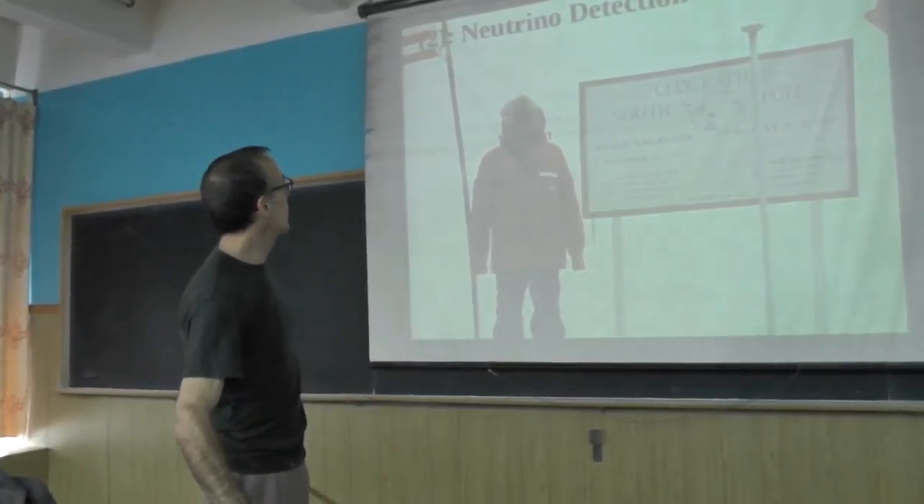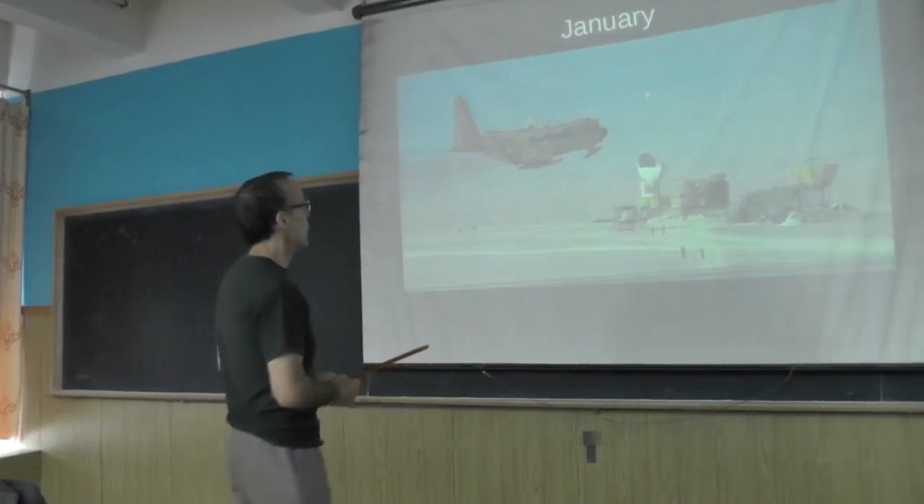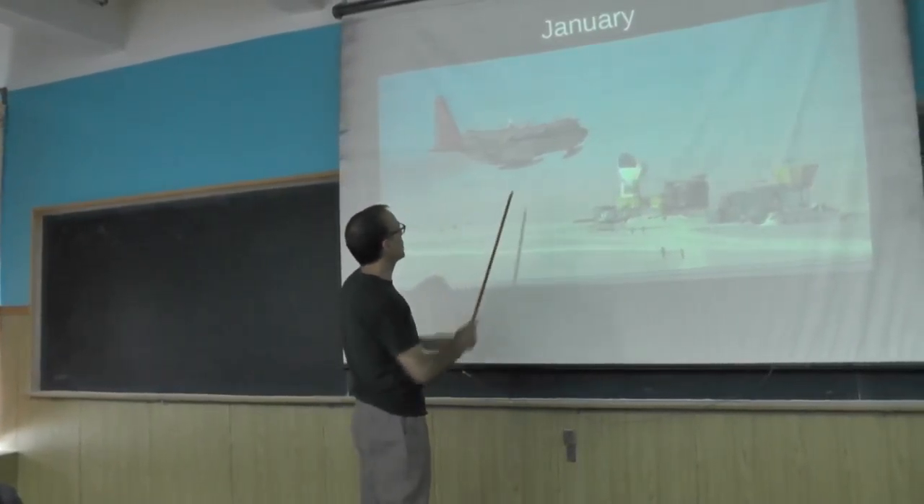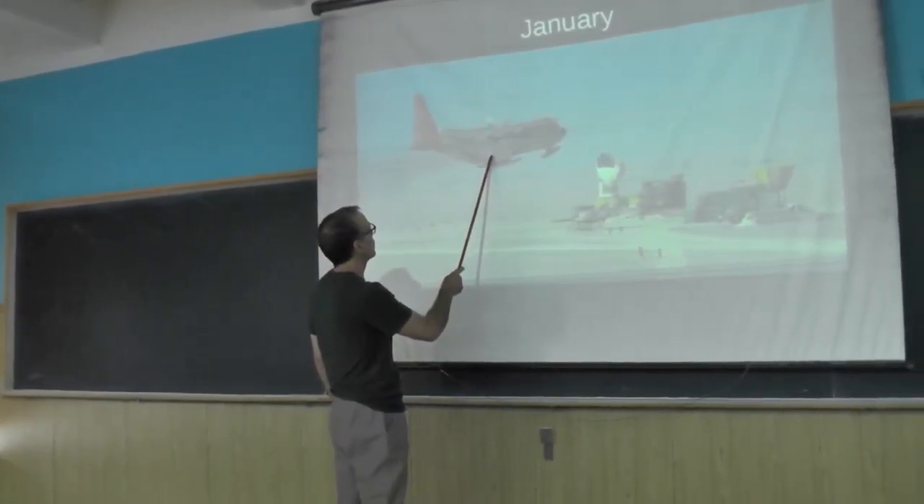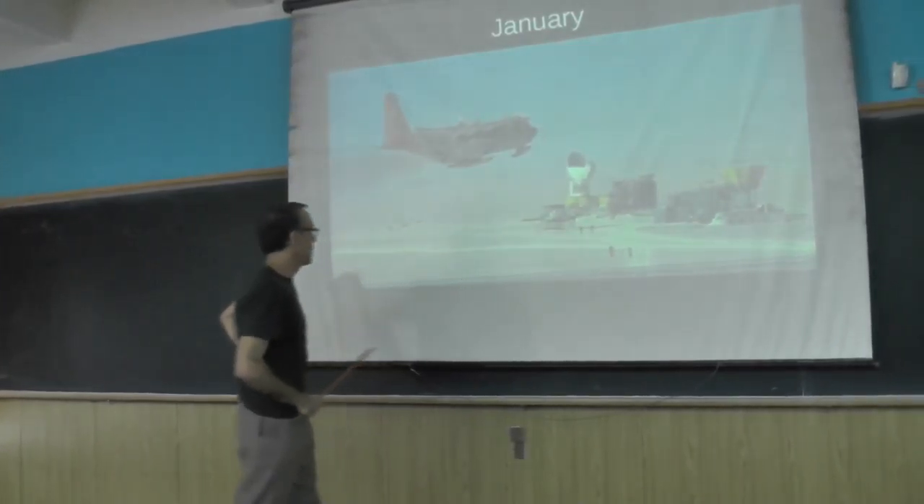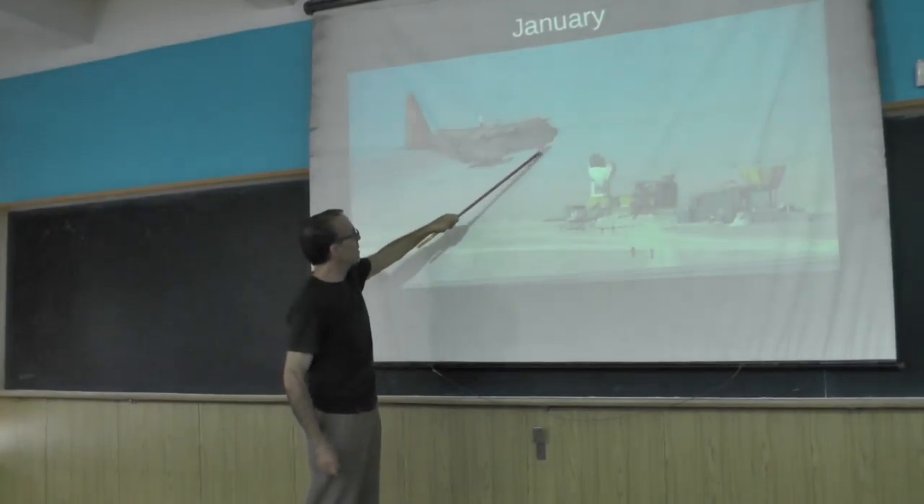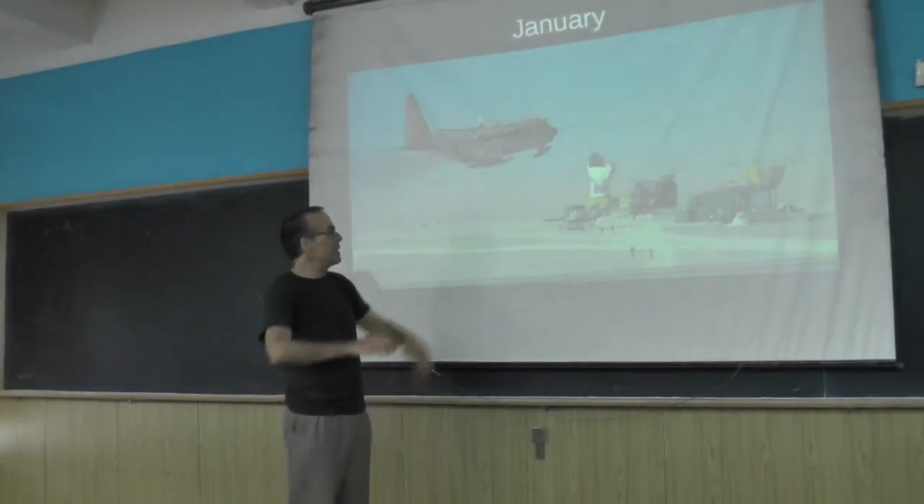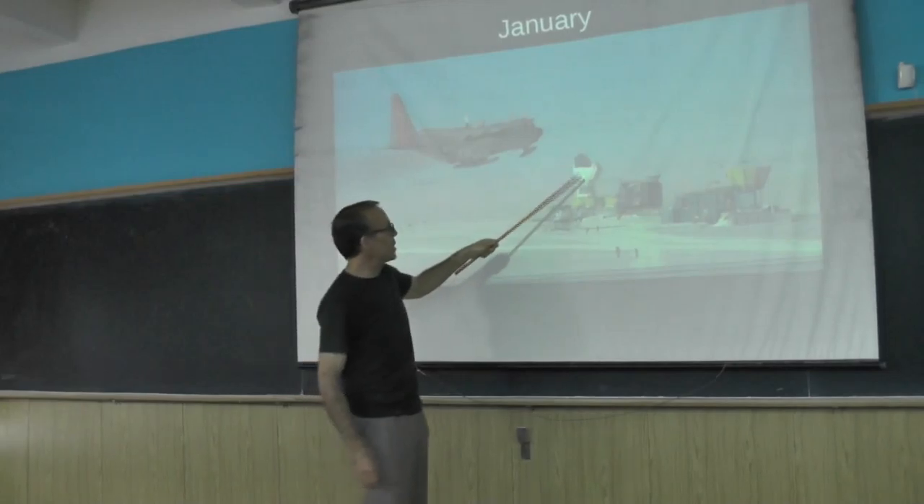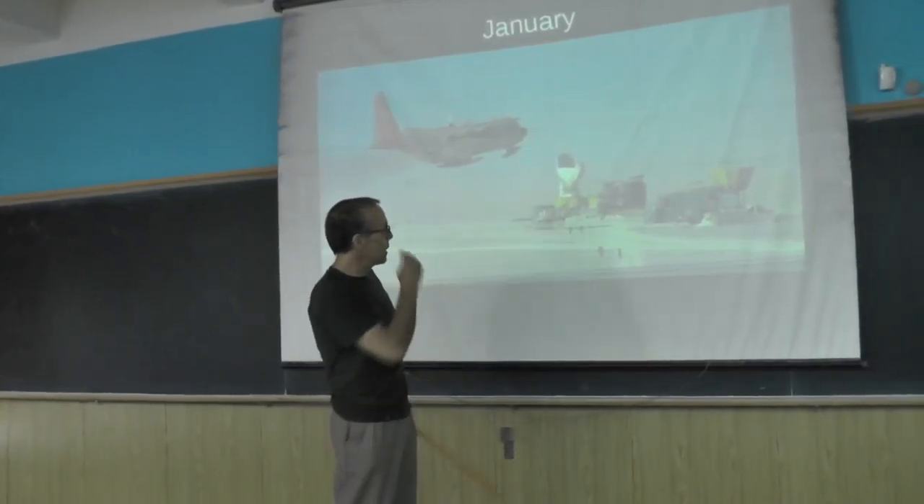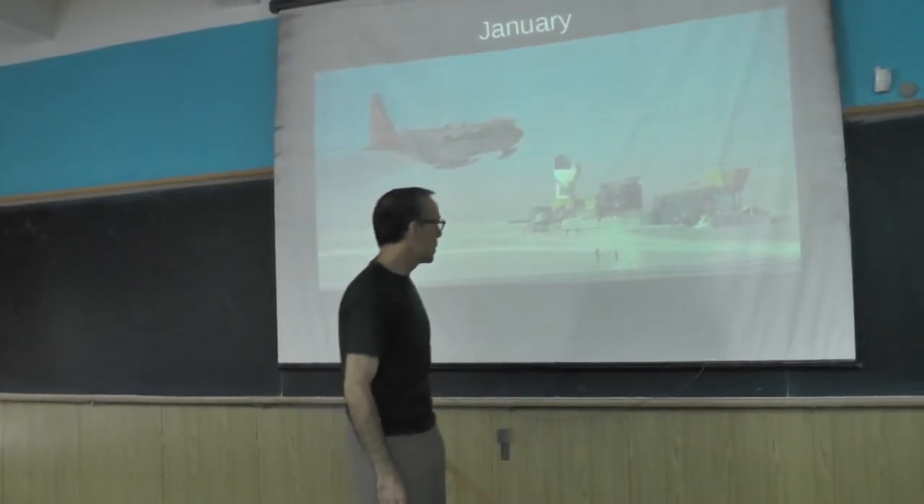All right, so here's Antarctica. This is what it looks like in January. This is how you get in. Of course, you're taken in by the American military. They do everything. And this is what the planes look like. They just land on skis. This is the South Pole telescope. You see everything here.